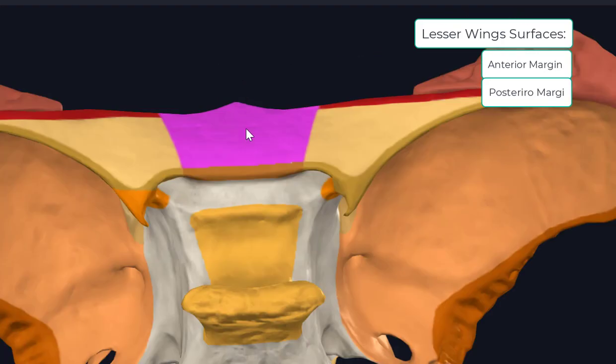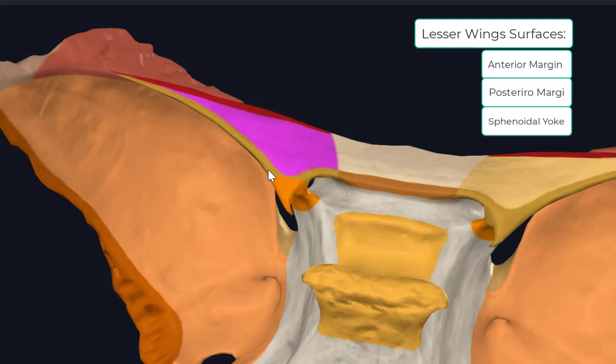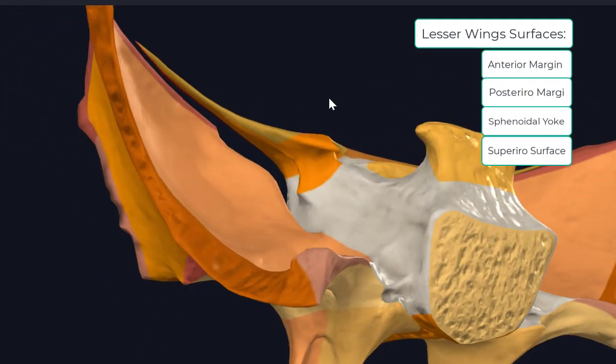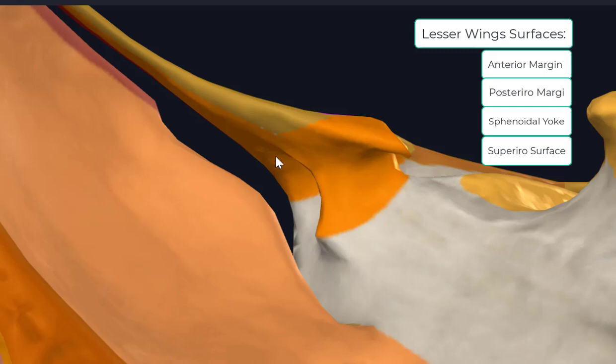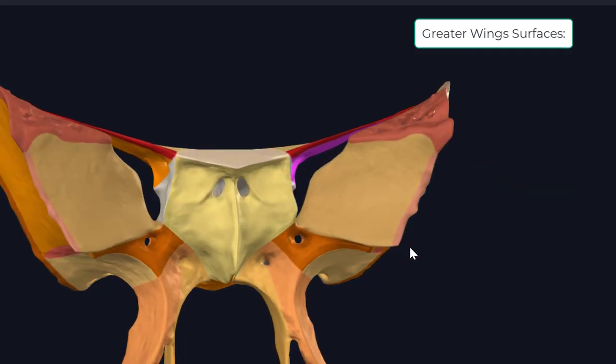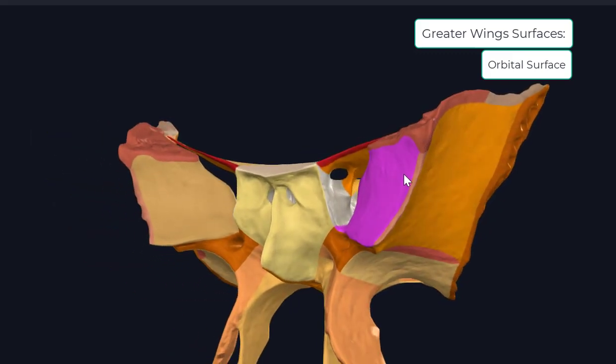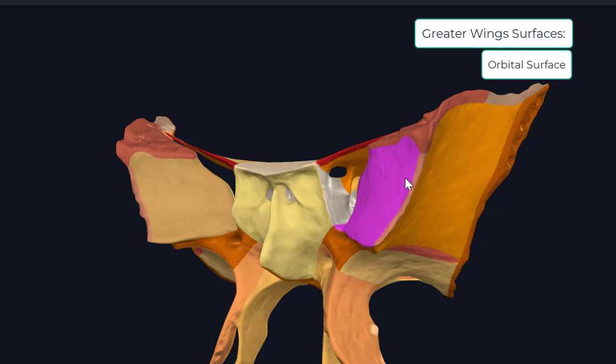On the lesser wing, or the junction of the lesser wings, we can distinguish the sphenoidal yoke. There is the superior surface of the lesser wing, and obviously there will be the inferior surface of the lesser wing. Now let's move to the greater wings. Anteriorly we can distinguish the orbital surface of the greater wing, which contributes to the formation of the lateral wall of the orbit.